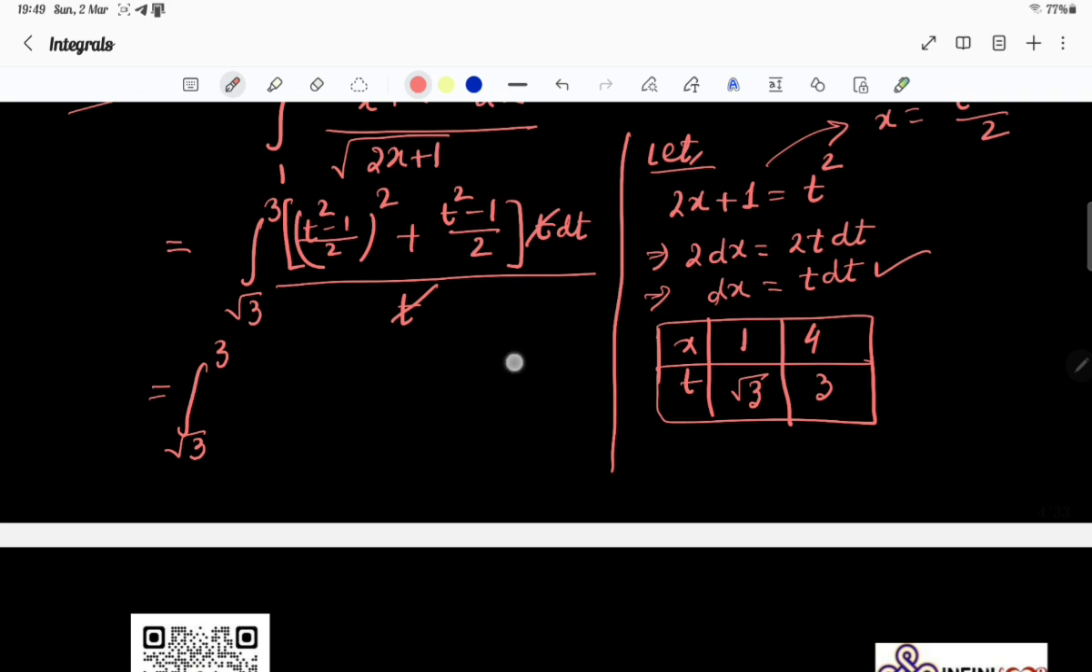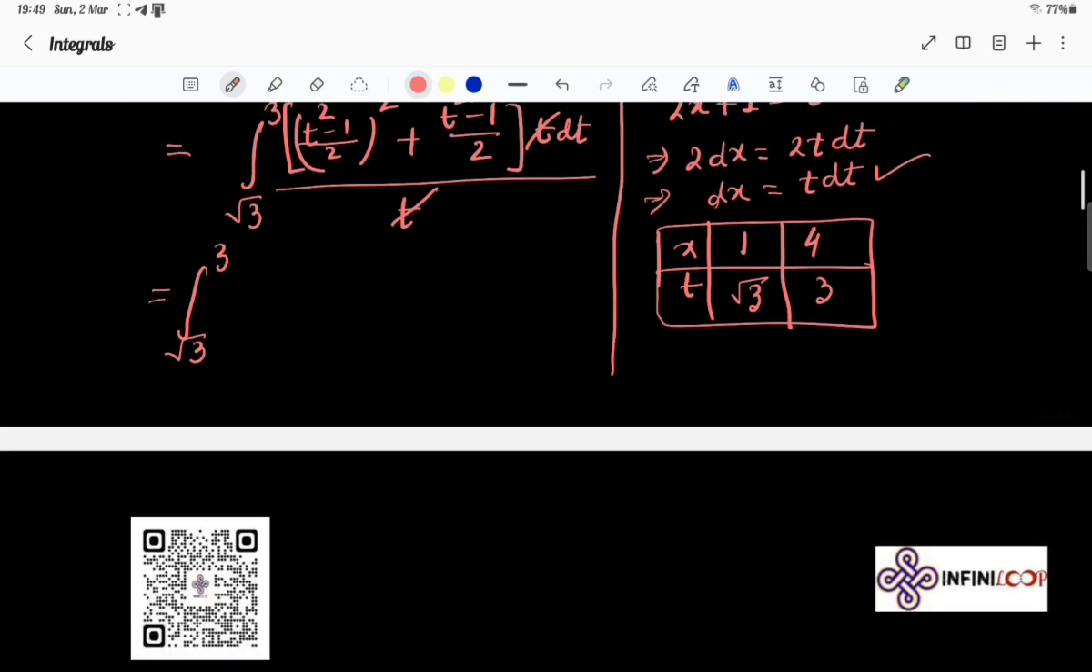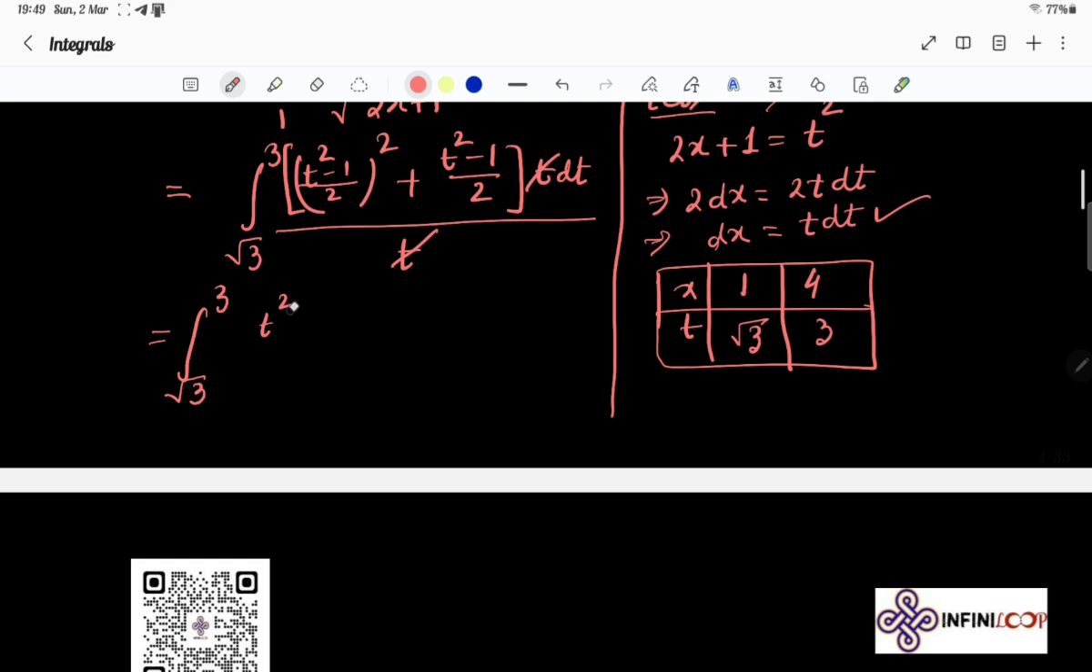Now we have to simplify it. How to simplify? You can do it in rough as well as here also. So (t square minus 1) whole square by 4. Acha, can I do directly? The LCM is 4, so it is coming t to the power 4 plus 1 minus 2t square, plus 2t square minus 2 over 4 as the LCM, dt.